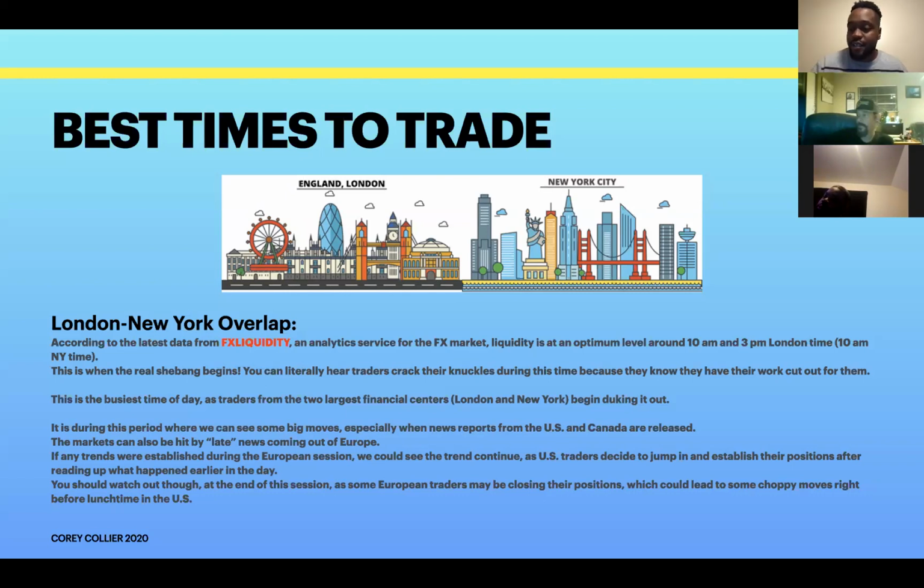New York has the most news releases, just to put it down. If I had to choose a session to trade as a favorite, I'm going to choose London every time because it pretty much runs fairly smooth versus New York that has all the news releases. The markets can also be hit by late news coming out of Europe as well.